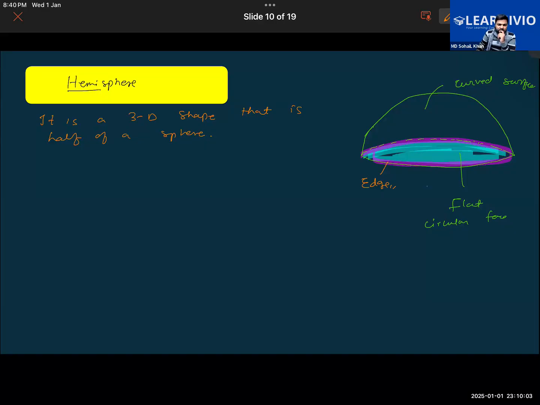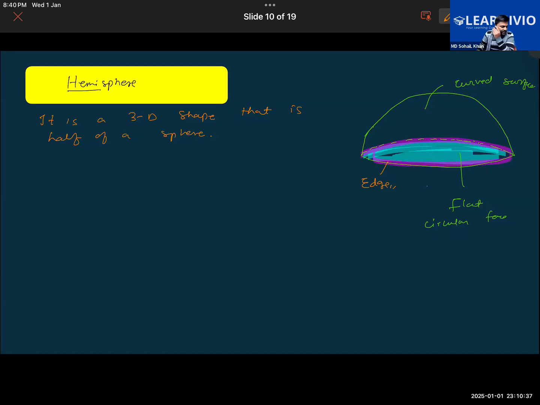Tell me, how many edges are there in the cuboid? How many edges are there in the cuboid? 8. 8. How many faces are there? 6. 6 faces. And vertex? Vertex 8. 8 vertex are there. No, there are 12 edges totally. Yeah, edges are 12.